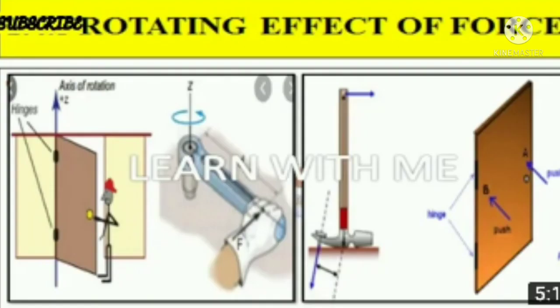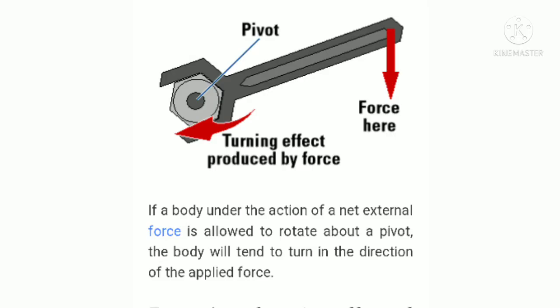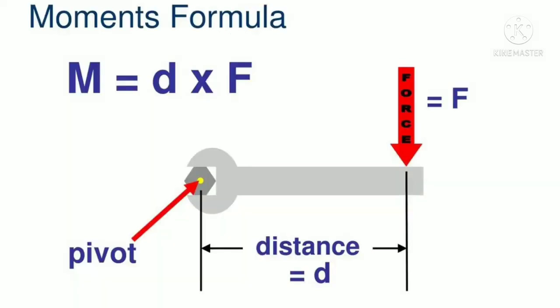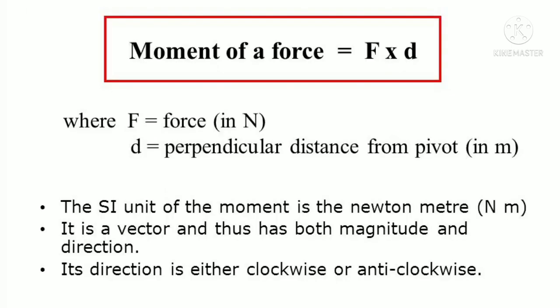Next, what did we learn? Rotating effect of force. If a body under the action of net external force is allowed to rotate about a pivot, the body will tend to turn in the direction of the applied force. And we learned the formula for the moment of force, isn't it? What is moment of force? Yes, moment of force equals F into D, force into distance.